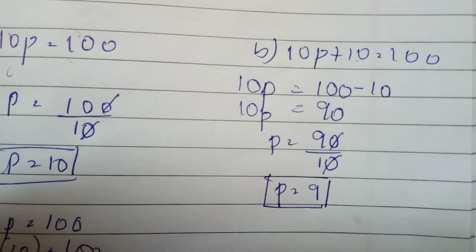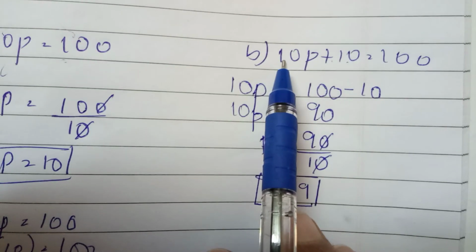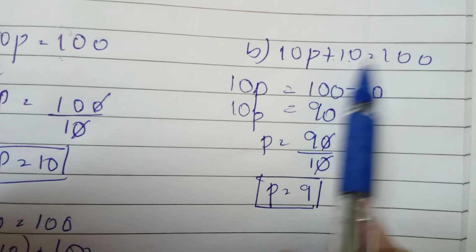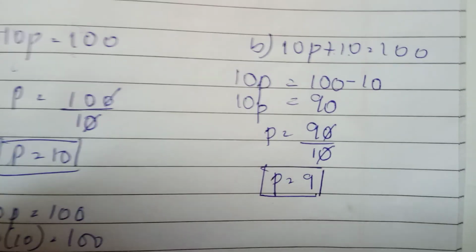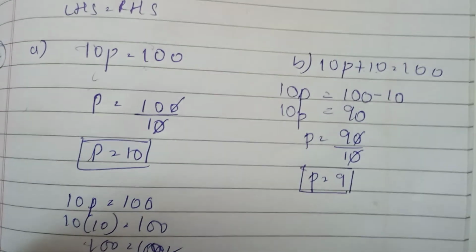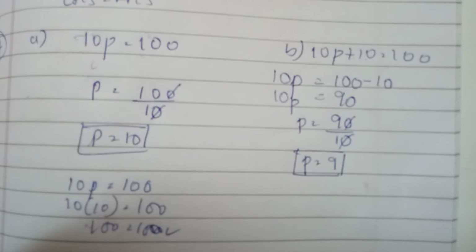Okay, if you verify, it will be 9 here. 9 tens are 90, plus 10 will be 100. So hence verified. I hope you got this exercise 4.2.